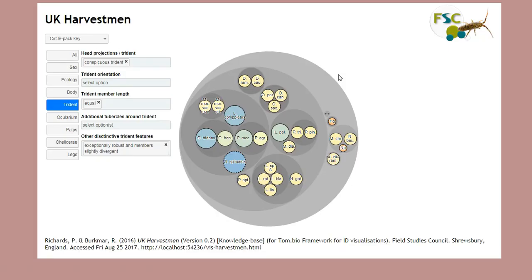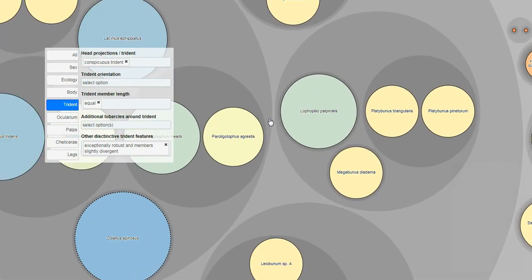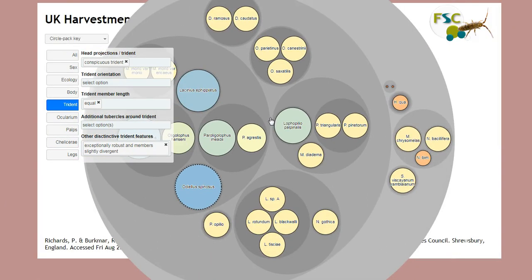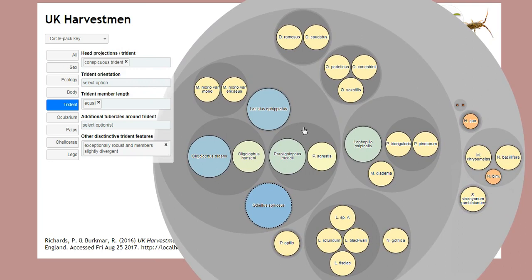I can zoom into the visualisation using the mouse wheel. Notice how the taxon name abbreviations change when there is more room to display them. I can pan around by dragging with my left mouse button. I can quickly zoom to the extent of any circle by clicking on it.